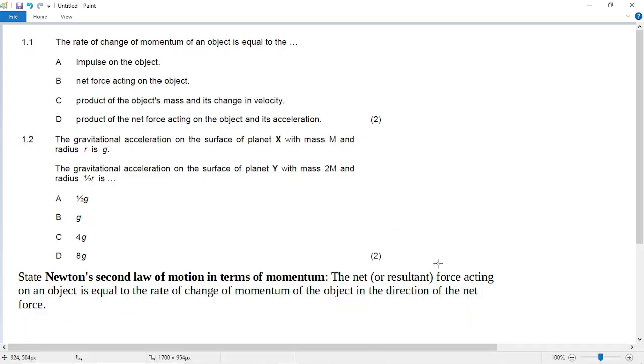Okay, let's look at this. This is November 2020, paper 1, only the multiple choice questions from paper 1.